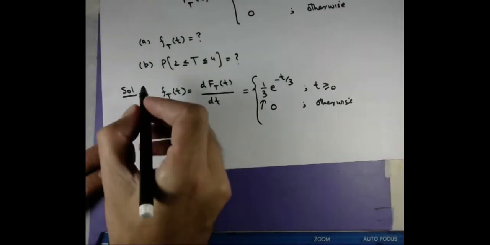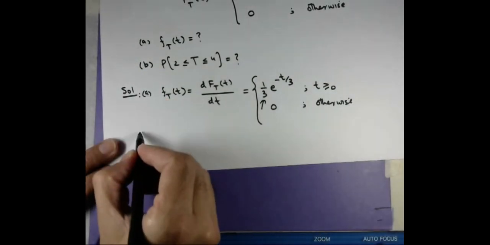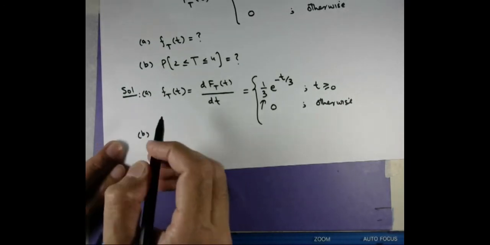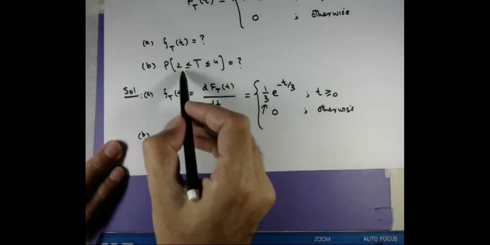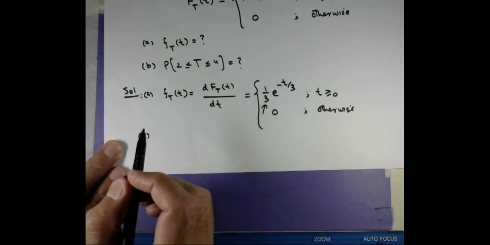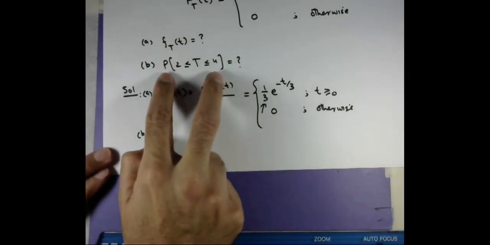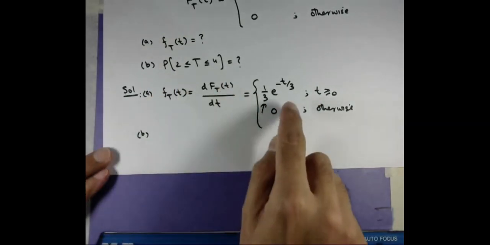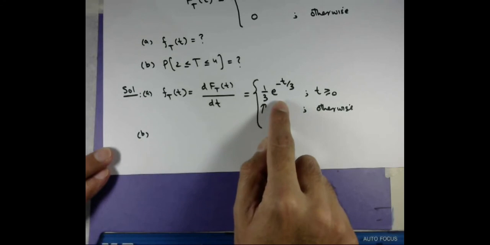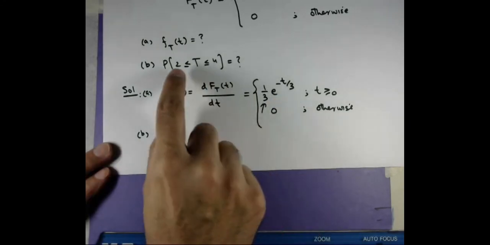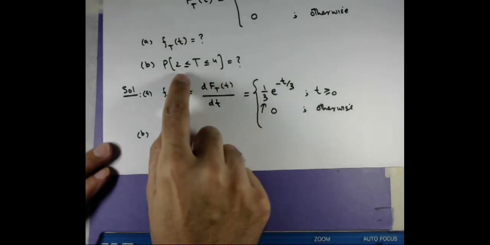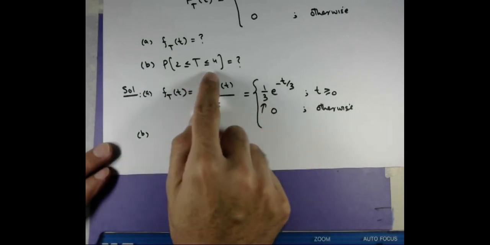Now, this is part A. In part B, we need to find the probability that the call lasts between 2 to 4 minutes. There are two ways to find this probability. First, you utilize this PDF and integrate this expression between 2 to 4, and you will find the probability.